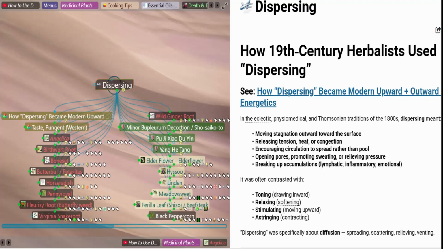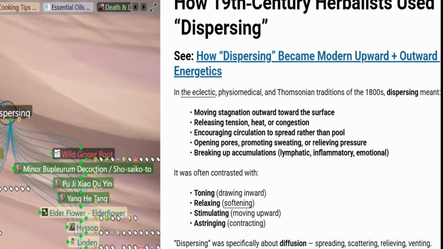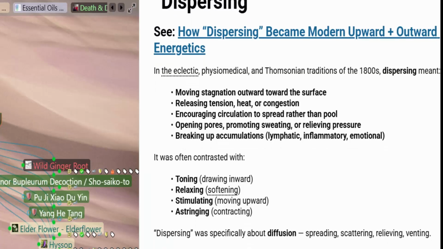Now, this term dispersing was used a lot by the 19th century herbalists, the eclectics and the physiomedicalists. When I first started learning herbalism and I heard all about dispersing herbs, I really couldn't figure out exactly what they meant by that, but we have the answer now, so let's go through it. So, in the eclectic, physiomedical and Thomsonian traditions of the 1800s, this is what they meant.